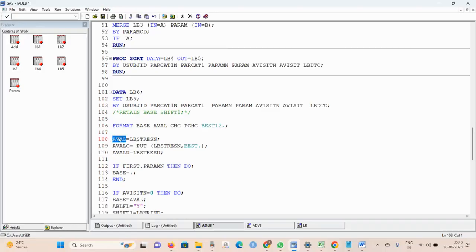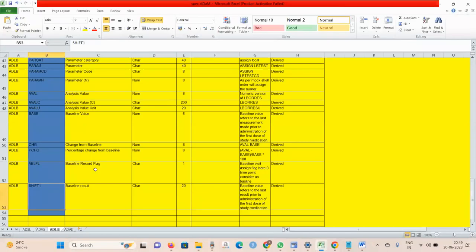So AVAL is the analysis value. Obviously similar to vital signs, we give the standardized numeric result. We always take the standardized result numeric, directly as per the spec. So AVAL is a numeric version of LBORRES, but here it is LBORRES, actually the standardized one, LBSTRESN.